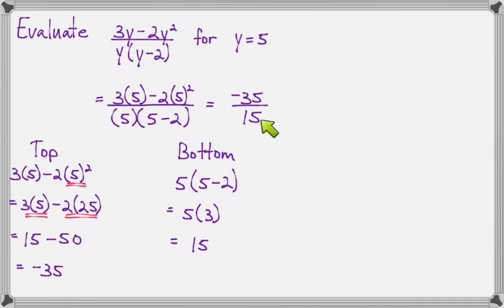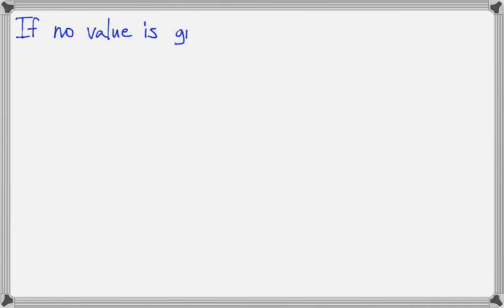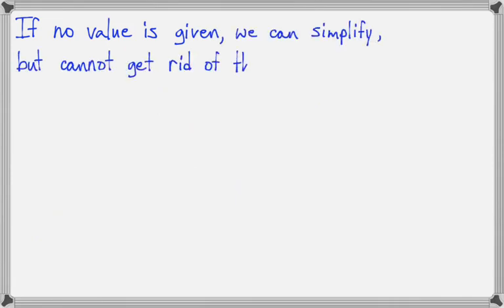But of course you notice that this can be simplified because both of these numbers can be divided by 5. So let's do that. And we'll end up with negative 7 over 3. Alright, if no value is given, we will not be able to get rid of the variable, so we'll still have a variable in the answer, and that's okay. It really just comes down then to a combining like terms type of problem.